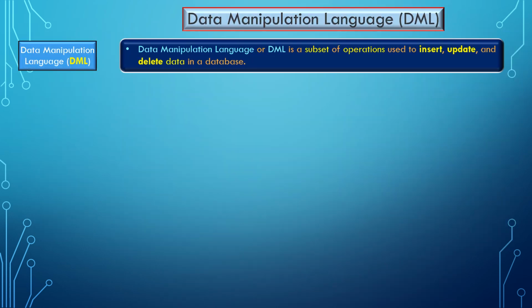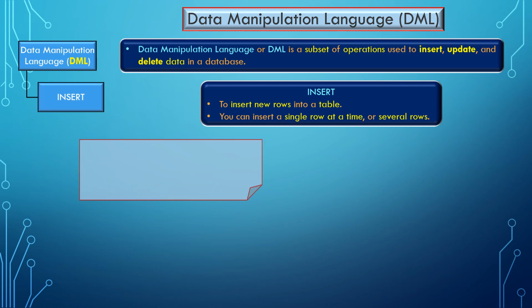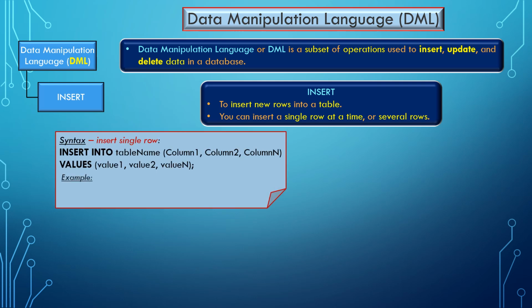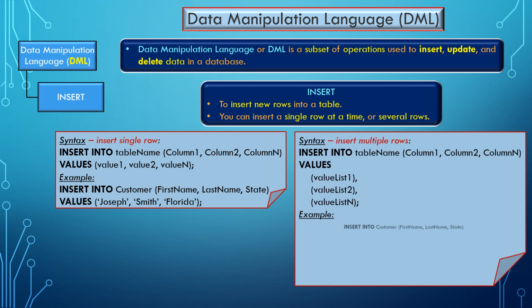Data Manipulation Language, or DML, is a subset of operations used to insert, update, and delete data in a database. Insert is used to insert new rows into a table. You can insert a single row at a time or several rows at a time. Here is an example of inserting a single row and an example of inserting multiple rows.